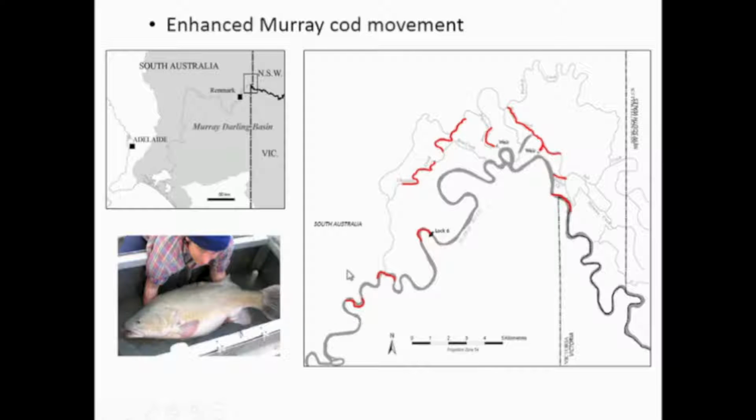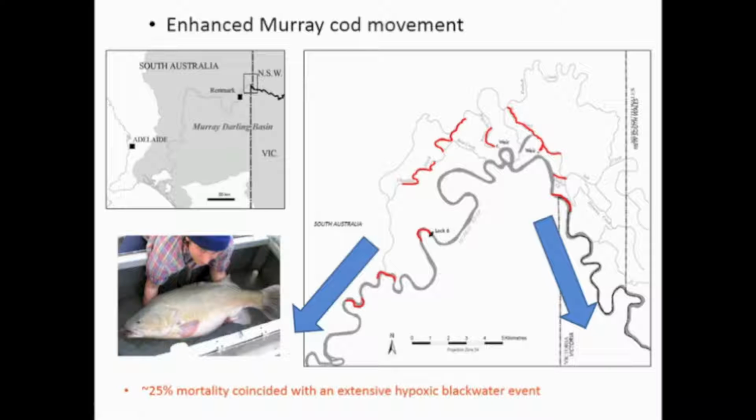Now, we also found enhanced Murray cod movement. Murray cod show strong site fidelity and favor flowing habitat in unbranched systems like Chowilla. During the flood, you still see a lot of movement between Chowilla and the main channel habitat, but Murray cod also move upstream and downstream. However, the tagged Murray cod show that 25% of fish died during that hypoxic event, across a large scale of about 100 kilometers. So that's the blackwater event impact.